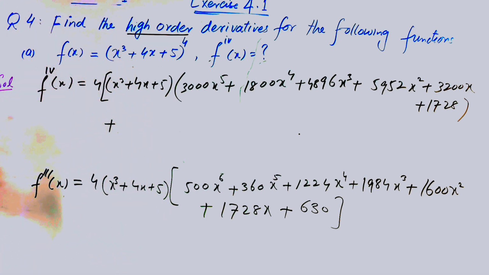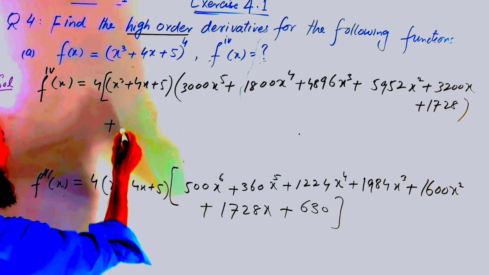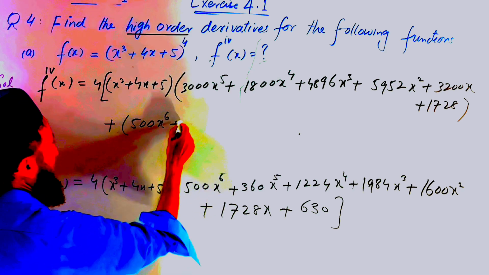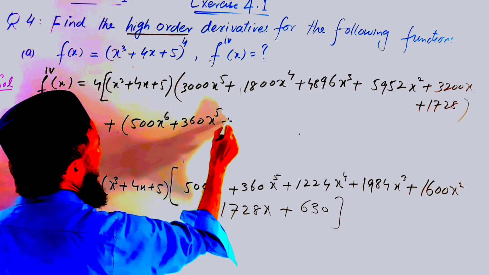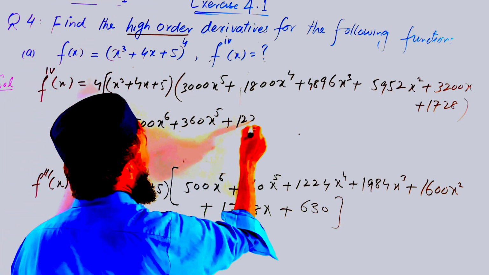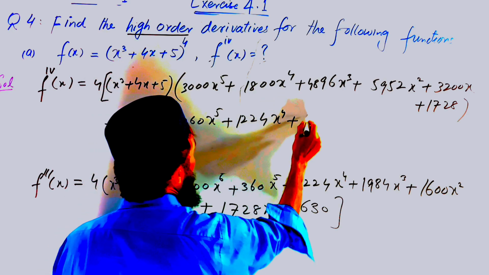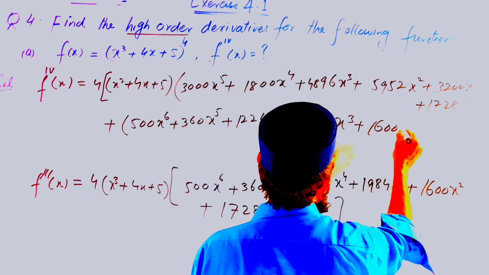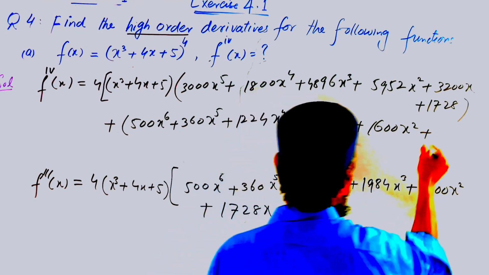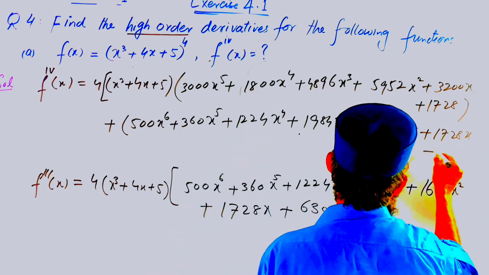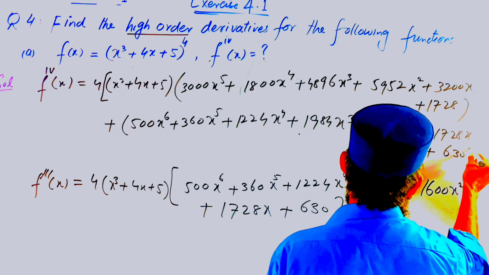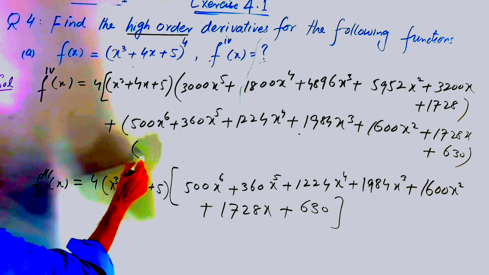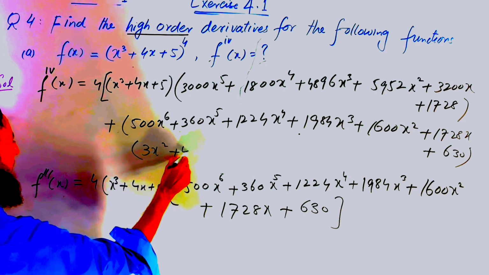Now plus 4 is common from both, with 500 x power 6 plus 360 x power 5 plus 1224 x power 4 plus 1984 x cube plus 1600 x square plus 1728 x plus 630. Now the derivative of this function is 3x square plus 4.